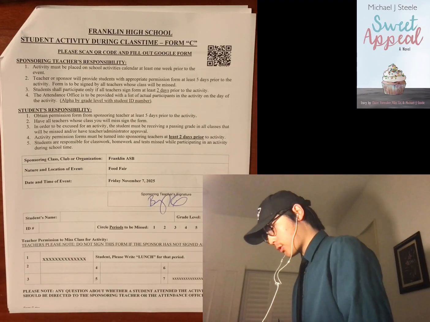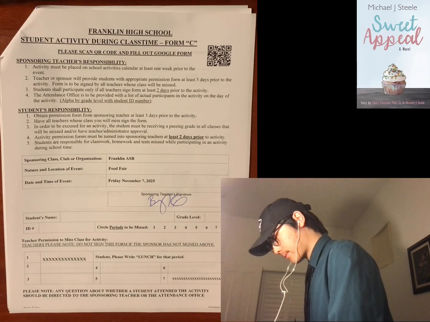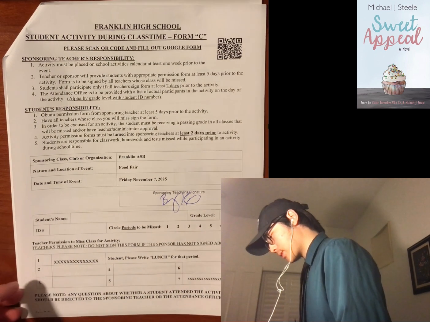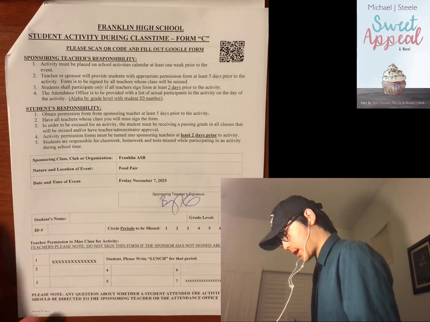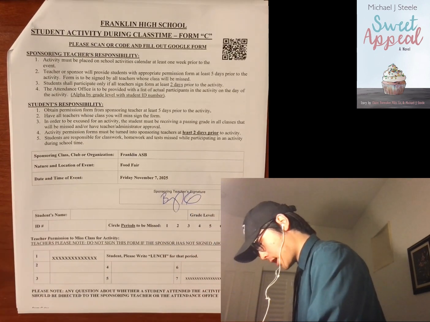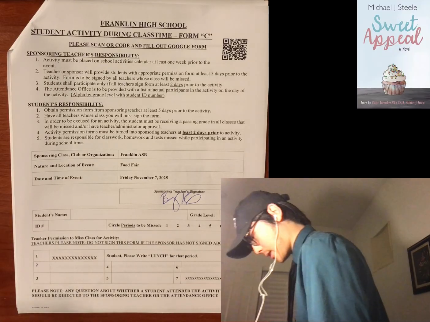The final form is going to be the Form C, which gives students permission to leave class for food fare. Compared to the Form C I have in front of me, yours is likely different for two reasons. One, mine is printed on white paper, whereas yours is probably a different color. And two, mine has already been signed by my sponsoring teacher. Your sponsoring teacher is just your club advisor, so just get it signed by them and you're good to go.